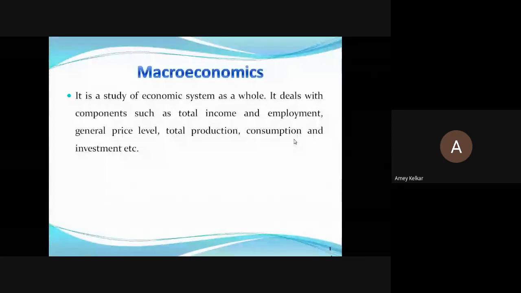For example, if I take a company like Tata Motors, it has plants at various locations. So the macroeconomics of Tata Motors will be the calculation of the total production from all the plants. It is not bothered about plant 1, plant 2, plant 3. It is bothered about the entire production. Then total consumption, how much raw material is consumed overall, and total cost which is invested. That comes under macroeconomics.